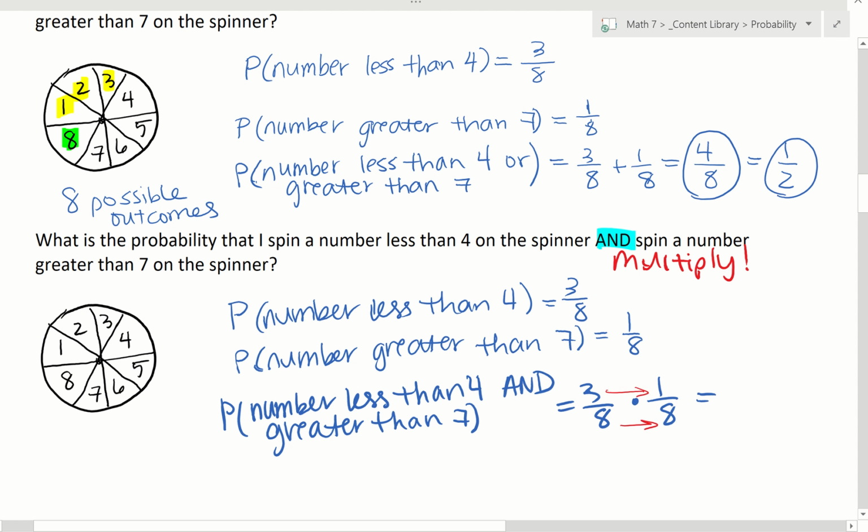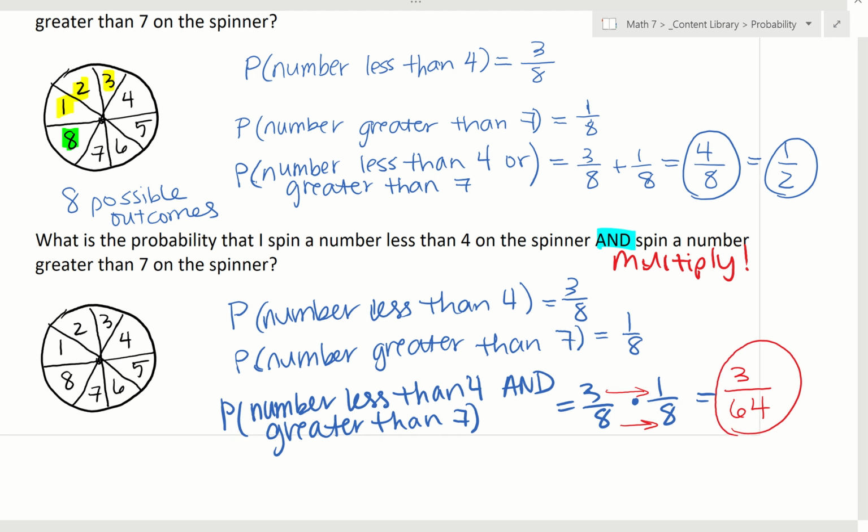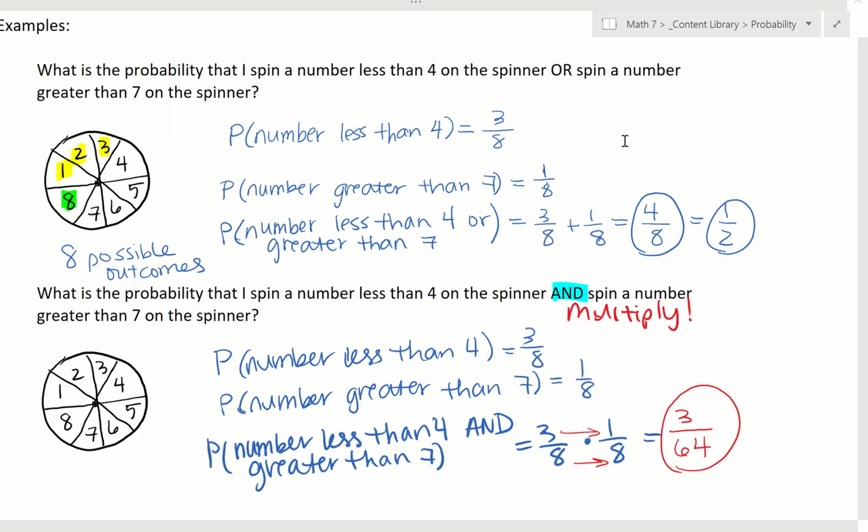That's why I had you practice those on Mathletics. So 3 times 1 is 3. 8 times 8 is 64. Then you have to ask yourself, can I simplify 3 over 64? Well, 3 goes into 6 twice, but 3 doesn't go into 4 nicely. So I'm just going to leave it like that. Okay, so that's what it looks like in action.